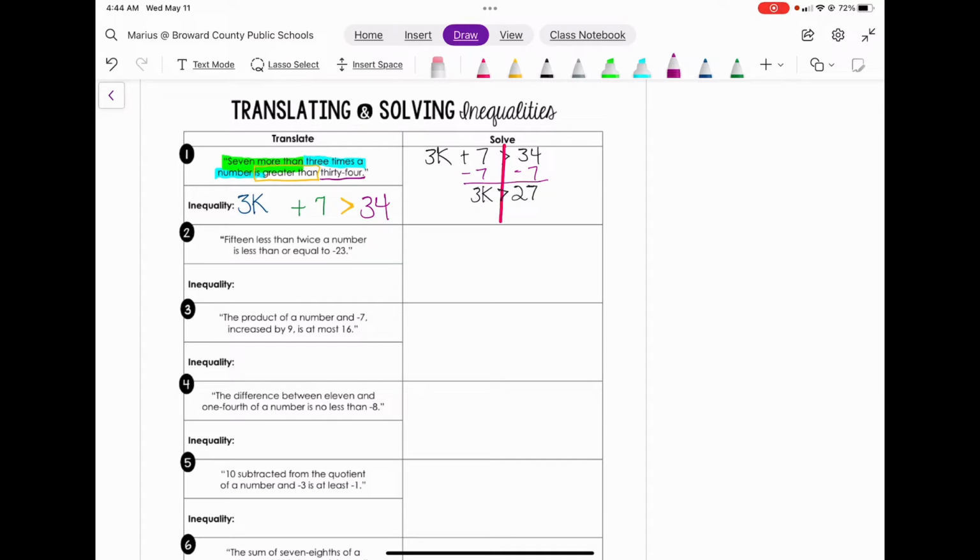And then our last step is to divide both sides by positive 3. Now I'm emphasizing the positive 3 because if we had divided by a negative, we would have to change the inequality symbol. So since we divided by a positive number, our inequality symbol is still going to stay greater than, and then we just evaluate 27 divided by 3, which is 9. So our value can be any number bigger than 9.